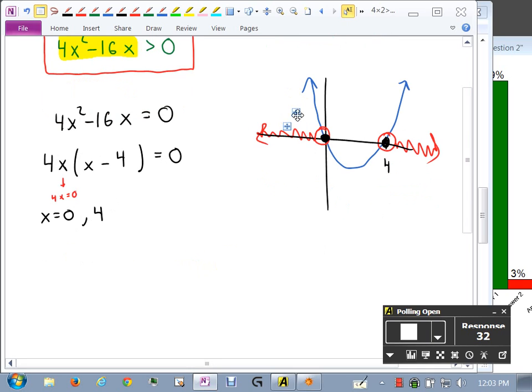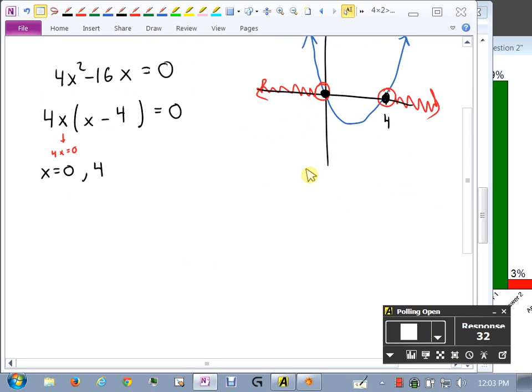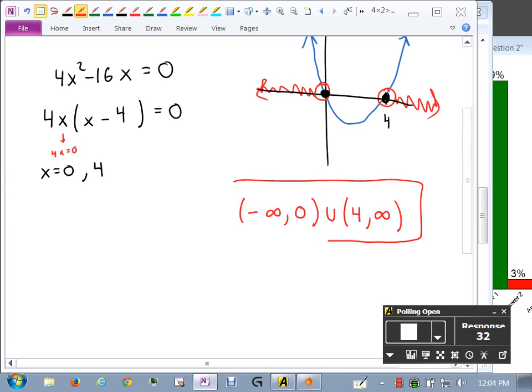So how do I write this answer in interval notation? Negative infinity to 0, parenthesis, union, parenthesis 4 to infinity. Okay, that's it right there. That's the domain.